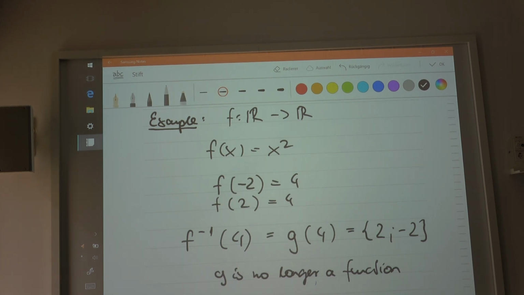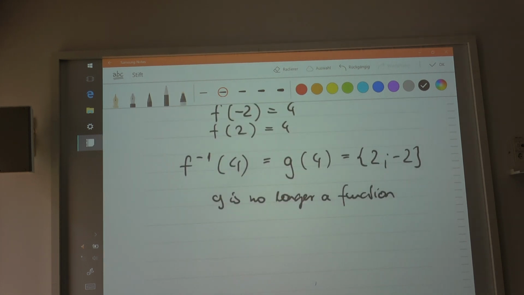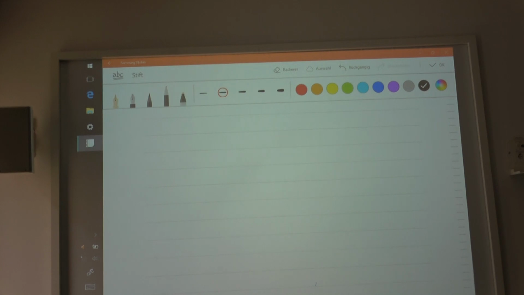So if the original function was injective, it does not necessarily mean that the two different arguments of the inverse function also have two different images. So that's the thing. If a certain relation has two different outcomes for the same input, then this relation is no longer a function, because there are two different images for the same argument. So g would not be a function in that case.